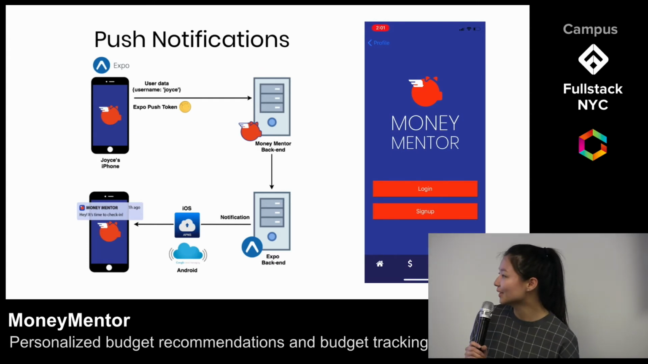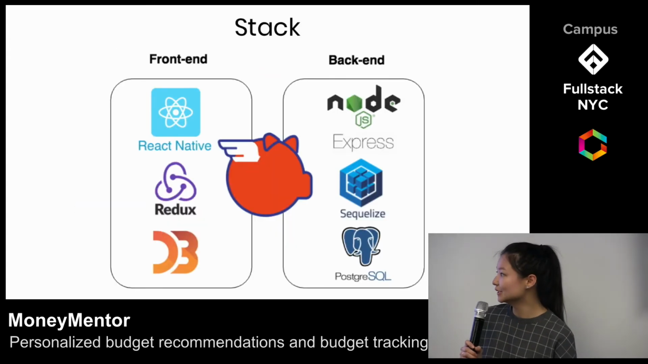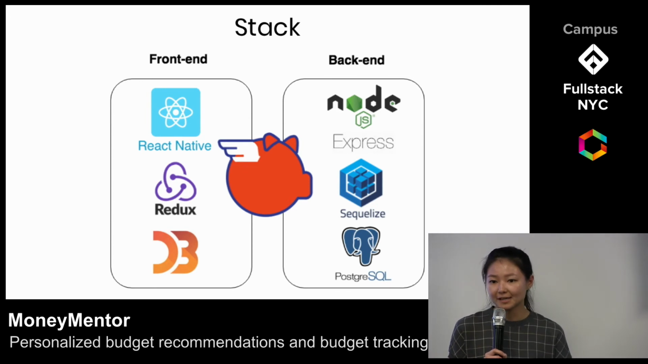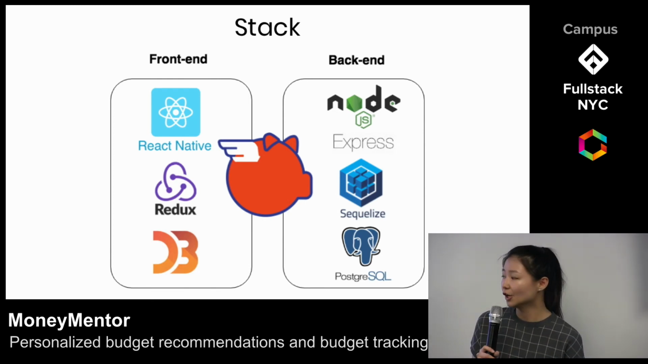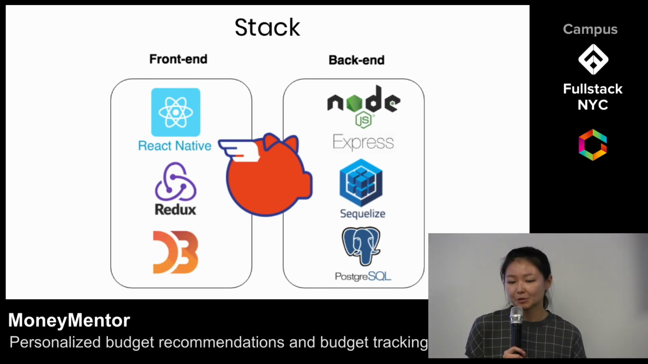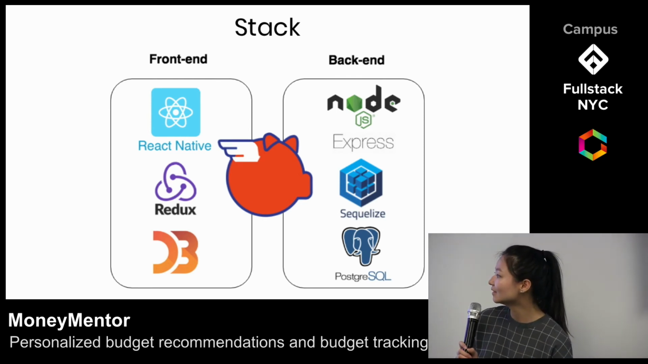Now, let's talk about our stack. Our stack was really fun to work with. On our front end, we used React Native, Redux for state management, and D3 for our visualizations. We chose React Native because it allowed us to build a cross-platform mobile application using JavaScript, and we built on Expo for the additional tools like push notifications. On our back end, we used Node, Express for routing, and Sequelize as our ORM for our structured relational data between our users and our bank transactions.